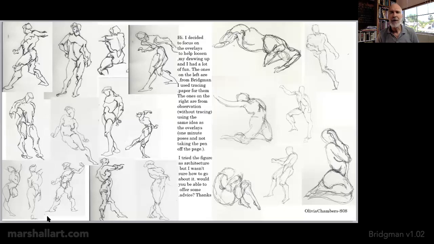Olivia, hi. I decided to focus on the overlays to help loosen my drawing up, and I had a lot of fun. Well, there's a common theme here about having fun. The ones on the left are from Bridgman. I use tracing paper for them. The ones on the right are for observation without tracing, using the same idea as the overlays, 1-minute poses, and not taking the pen off the page. I tried the figure as architecture, but I wasn't sure. Okay. To do this from Bridgman on tracing so that you don't have to worry about proportions, and then to dare to take away the safety net.